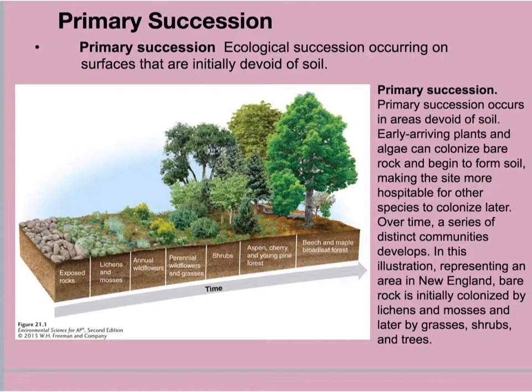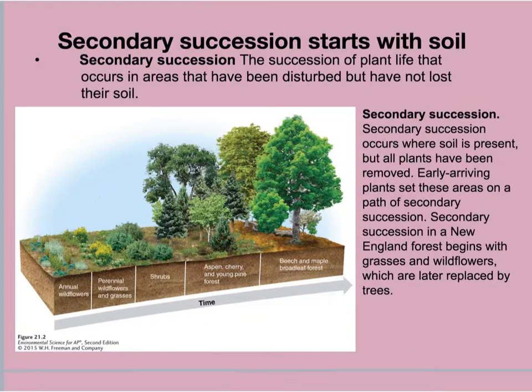So in the United States, succession primarily creates a forest, or a grassland out in the Midwest, or a shrubland in the Southwest. In some areas, the number of species increases as succession proceeds. In others, late successional communities have fewer species than early successional communities.